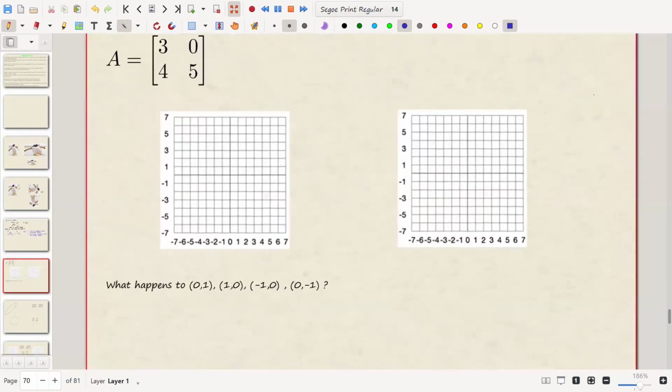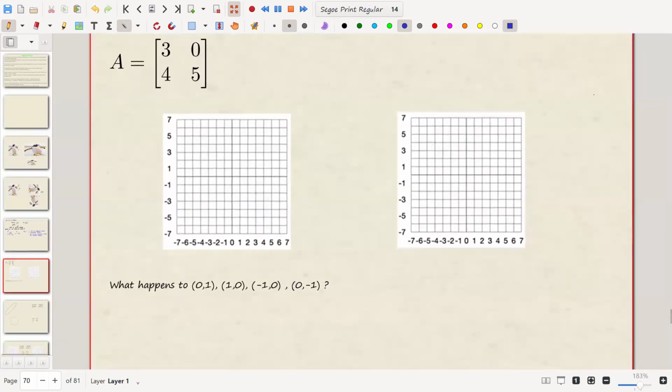Now coming to this, let's do this example quickly. Suppose you have this matrix A equals 3045, and on both of the sides, you have the two x's over here. Now I'm asking what happens to a certain number of points. 0, 1: can you tell me where 0, 1 is? It should be somewhere here, right? What happens to 1, 0? 1, 0 will be somewhere here, I think.